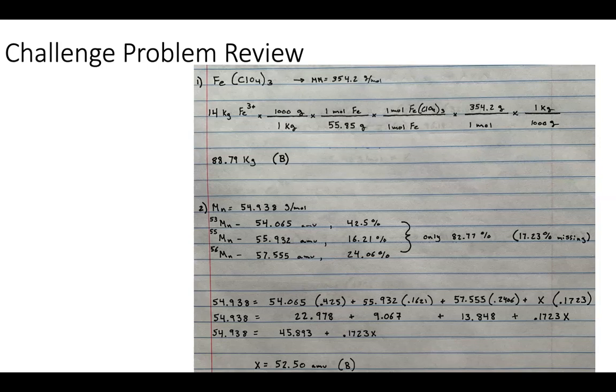And now at the end, we're going to add our unknown isotope, so plus X, which is the mass of our unknown isotope, multiplied by its abundance. We know its abundance is 17.23% because that will get the sum of our abundances to 100. Basically through this, we just solve for X, and you'd find that X would weigh 52.5 atomic mass units, which was option B. Are there any questions on these two problems?